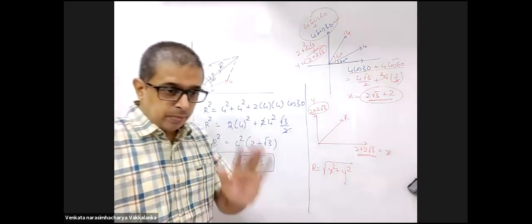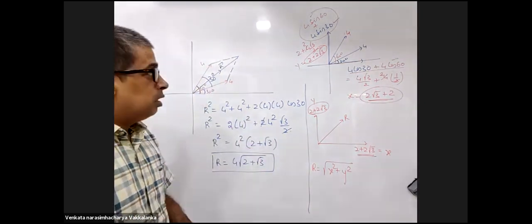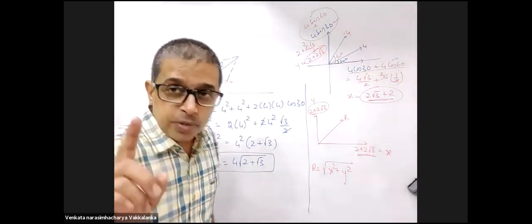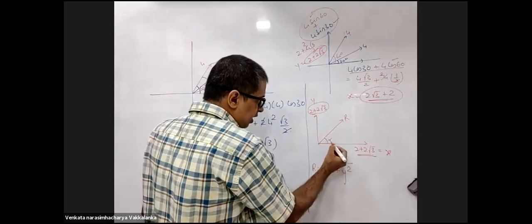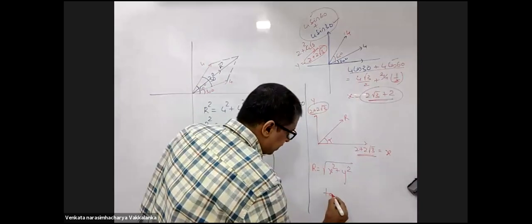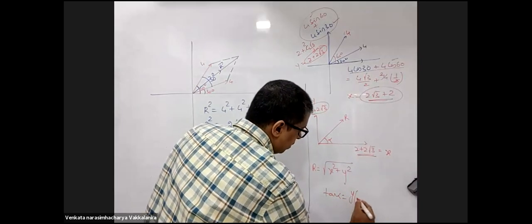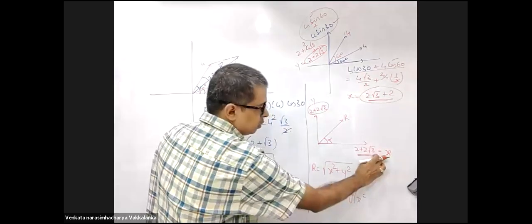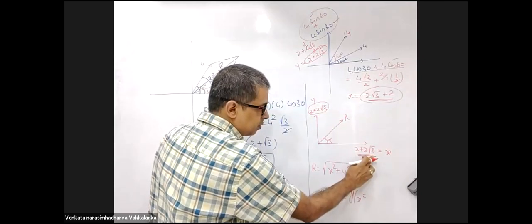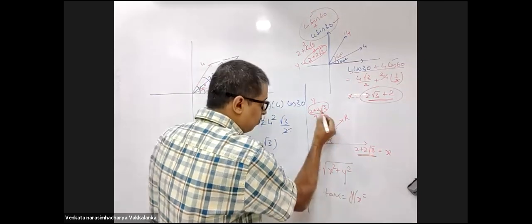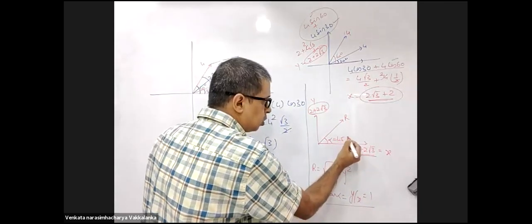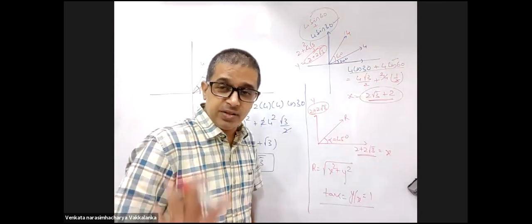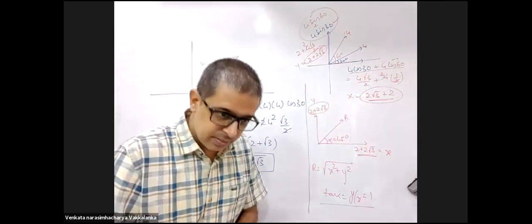Now listen, basically, in your multiple choice options, listen to this carefully. This angle you take as alpha, then tan alpha will be y by x, y divided by x. Here y and x are equal, so tan alpha is 1. Alpha turns out to be 45 degrees. This step, is it clear?